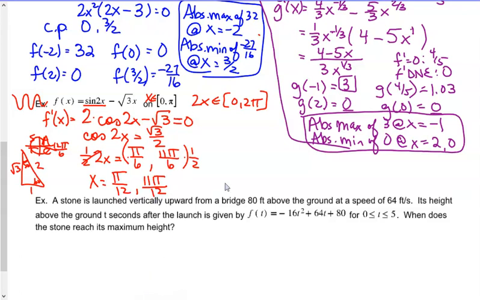Those are the ones now that we have to match with, going back to the original a and b, 0 and pi, to determine our absolute max and min. So we're going to look at f of 0, f of pi over 12, and if I can squeeze it in there, 11 pi over 12. So these are our possibilities.